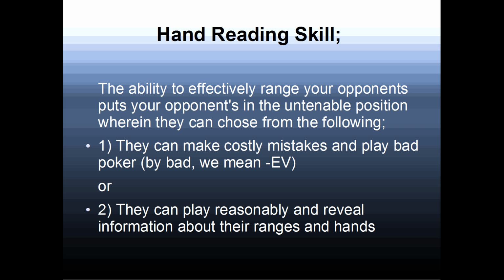So the ability to effectively range your opponent is the ability to put your opponents in a situation where they have to choose from the following: either make costly errors and play poorly against you, or play reasonably and reveal information about the hands that they hold. That's it. There is a third option, but most of your opponents won't take it.